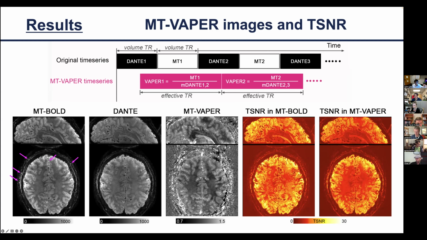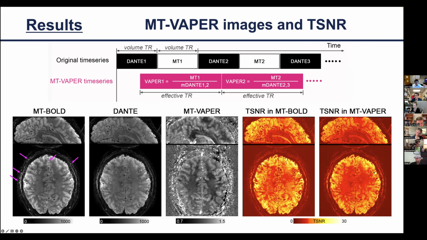And when we combine those two, we generate an MT VAPER image like this. It has relatively good tissue contrast between gray matter and white matter because of the MT effect. And the right shows the tSNR of the MT BOLD image and the MT VAPER image. And you can see in this VAPER image, the tSNR is also quite good compared to BOLD. It's relatively low, but it's still comparable. I would say it's quite good.